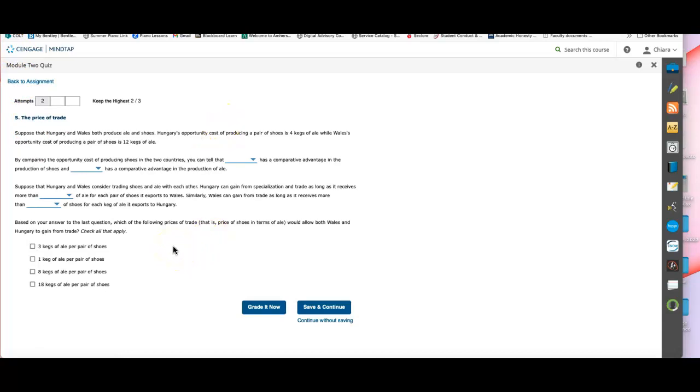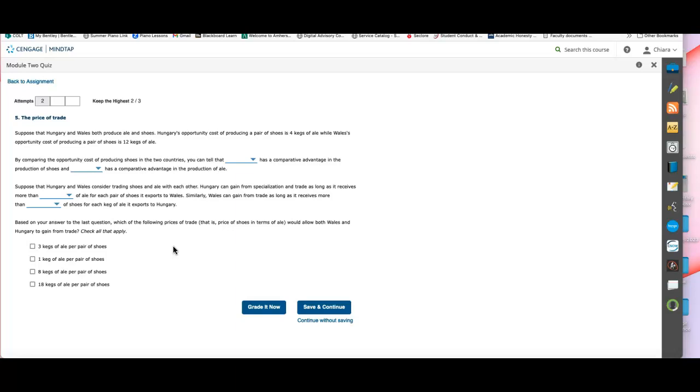Now here you need to be a little bit smart on your answers, in the sense of don't get swayed by all the numbers and get scared by 4, 12 and all of this. So we have Hungary's opportunity cost of producing a pair of shoes is 4 kegs of ale, while Wales' opportunity cost of producing a pair of shoes is 12. So who gives up more to produce a pair of shoes? Wales, right? They have a higher opportunity cost because it's 12 kegs of ale.